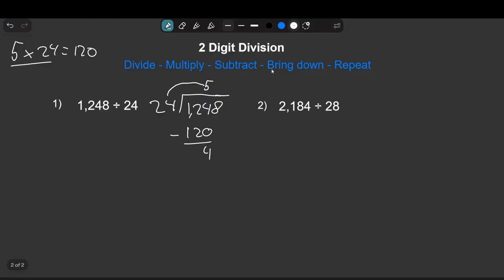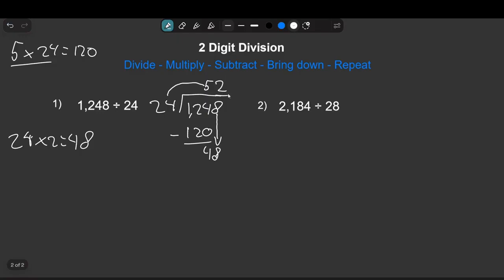Now for the last step, we have to bring down the next digit. We have an 8 right here. We bring down the 8 and we are left with 48. Now we just repeat. We divide 48 by 24, or we say, how many times does 24 fit into 48? 24 times 2 equals exactly 48. So 24 fits 2 times into 48.